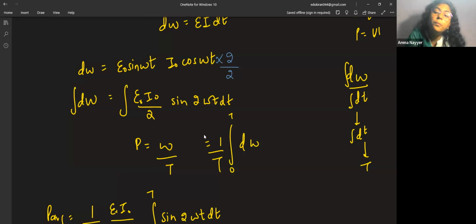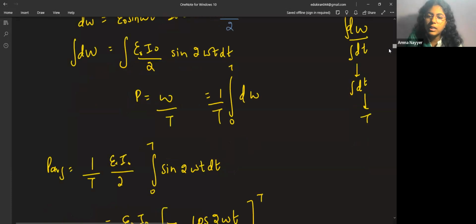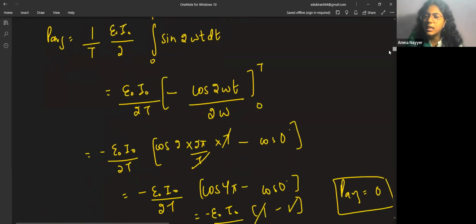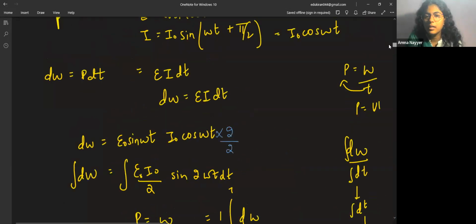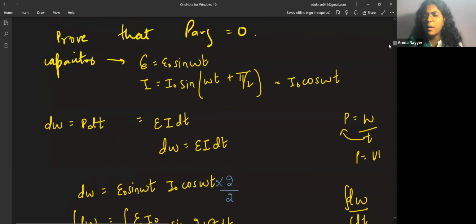Now, in order to obtain power, because ultimately we have to obtain power, we have divided work done by time. Once work done is divided by time, we have then integrated it and the final answer comes out to be C. That's it, what you have to remember. Note it down. I hope by now it is clear.